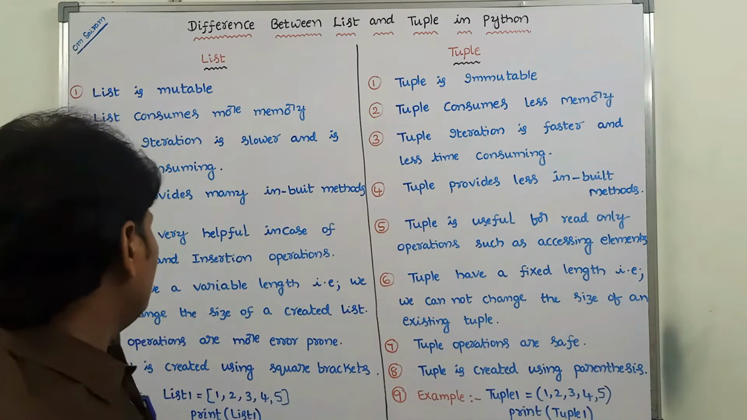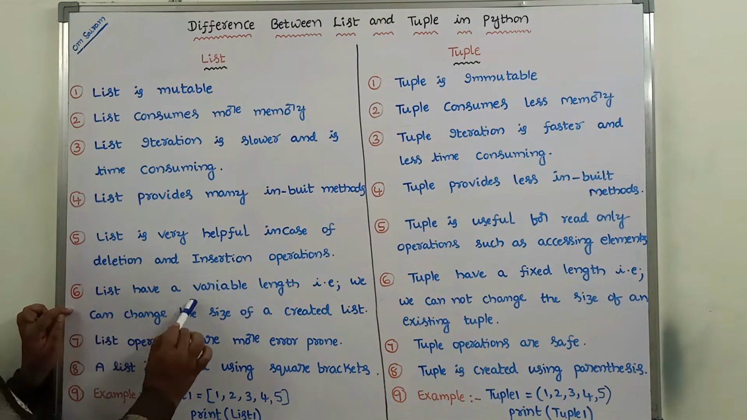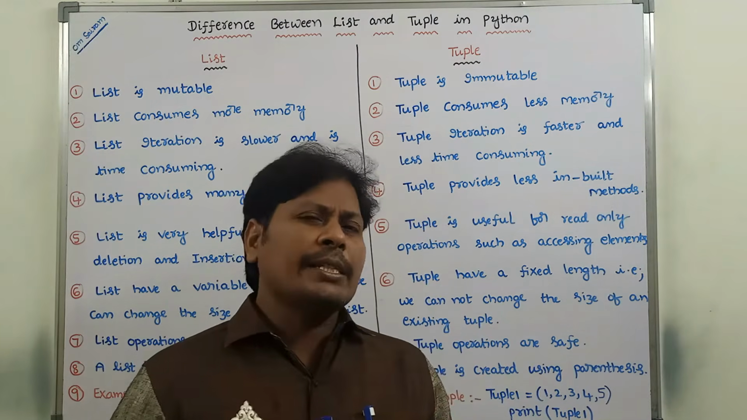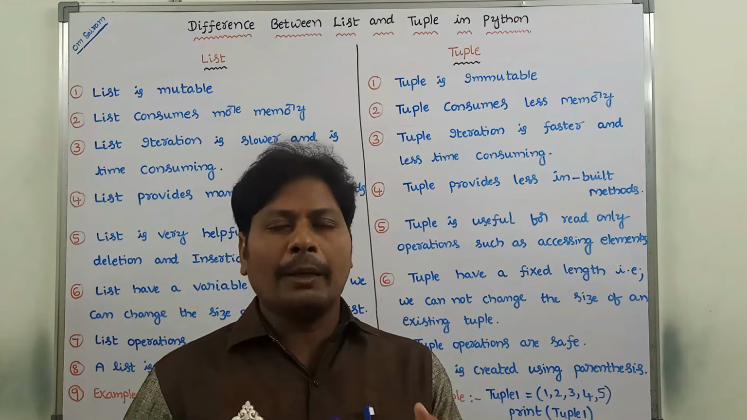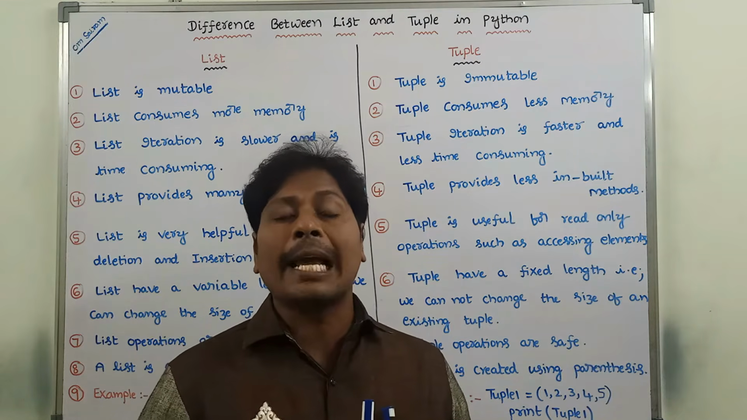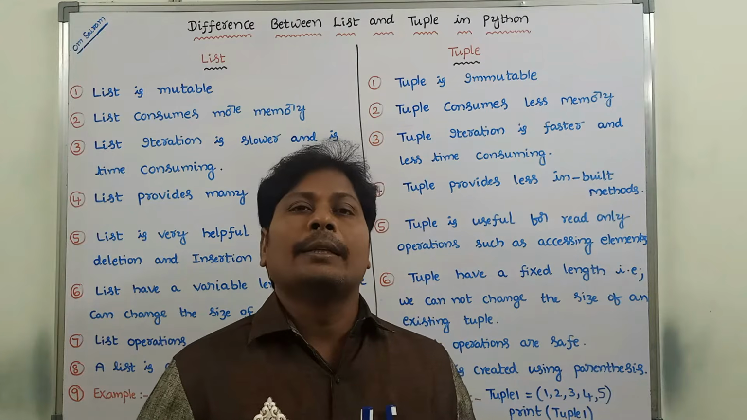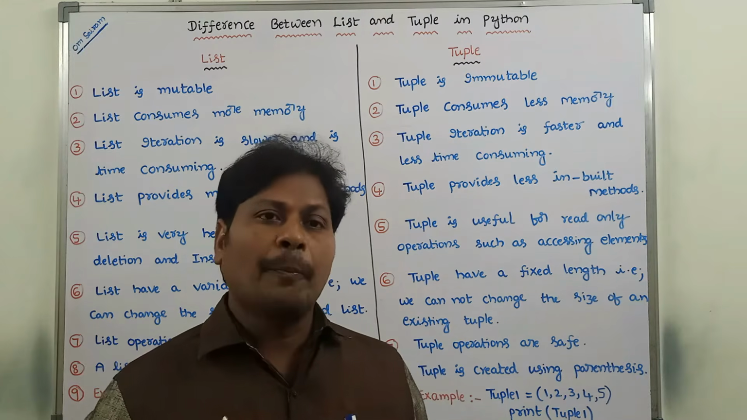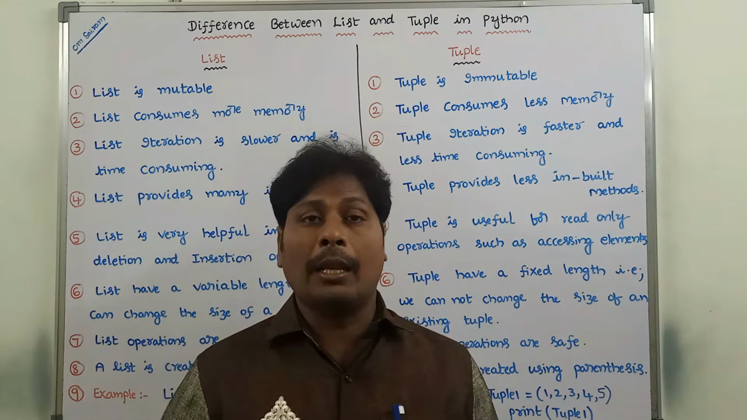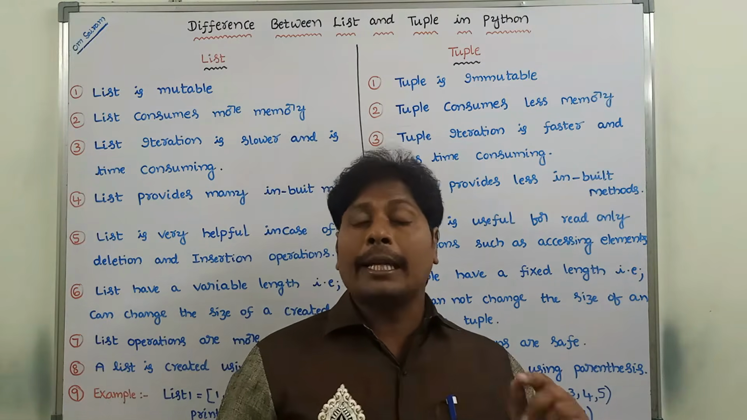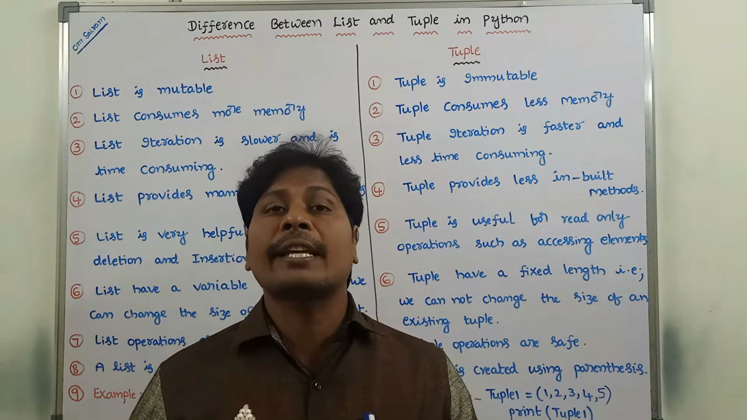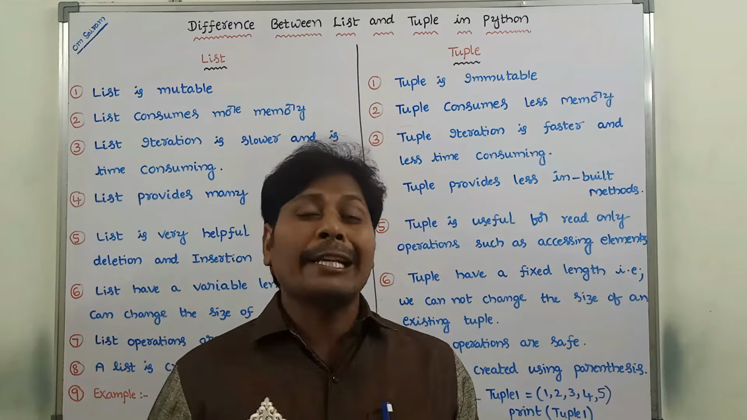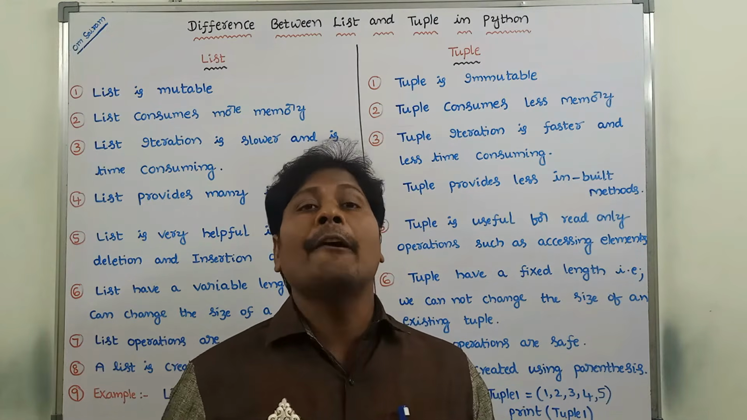Okay. Next one, a list has a variable length, whereas a tuple has a fixed length. So list has a variable length because we can change the size of a list by inserting or appending data objects into a list, because list is mutable. Whereas in the case of tuple, it is not possible to modify once a tuple is created. Because of that reason, tuple has a fixed length, whereas a list has a variable length.